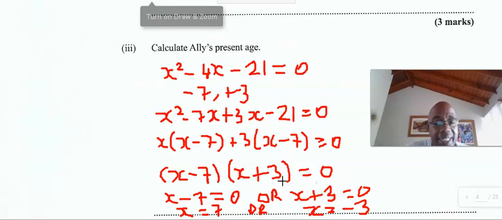But that is still not the answer, because even though x is Ali's age, first thing, Ali cannot be two different ages. And secondly, Ali cannot be negative 3 years. And therefore, the answer, Ali's present age, is 7. So the answer is 7 years. And that is the solution to question 2, part 3.